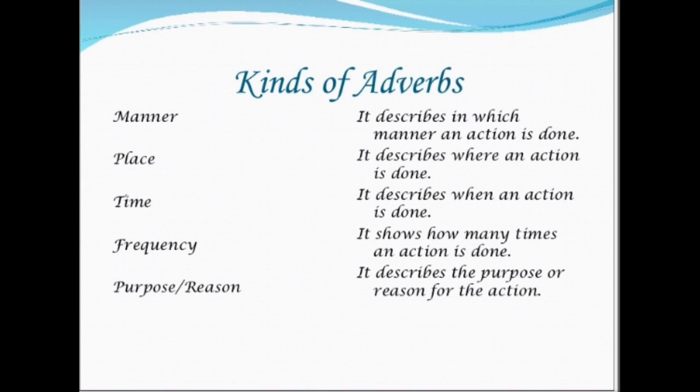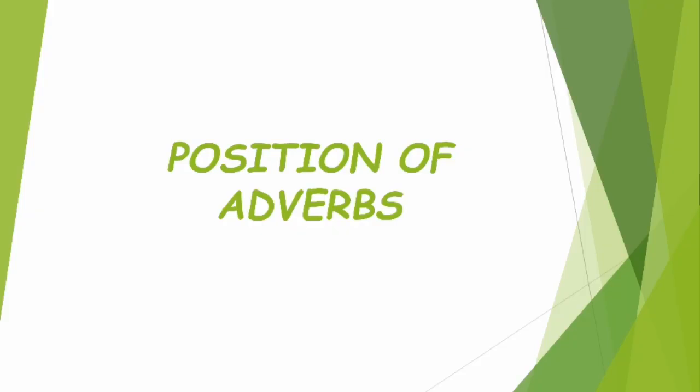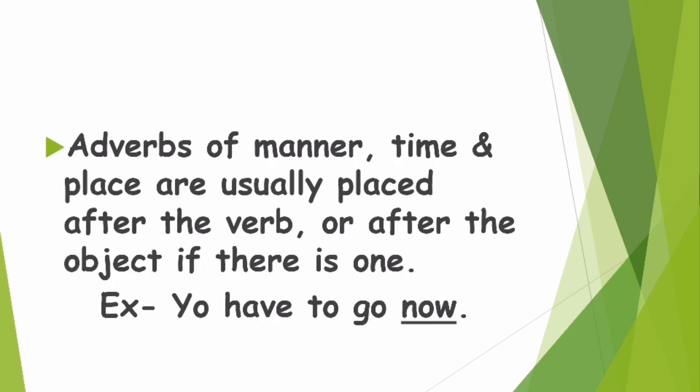So the new thing that we are going to see is the position of these adverbs, where they are placed. So we have some rules for that. Let's see the first one. Adverbs of manner, time, and place are usually placed after the verb or after the object if there is one. Like if there is an object, they are placed after that. Or if there is no object, obviously they'll be placed after the verb.